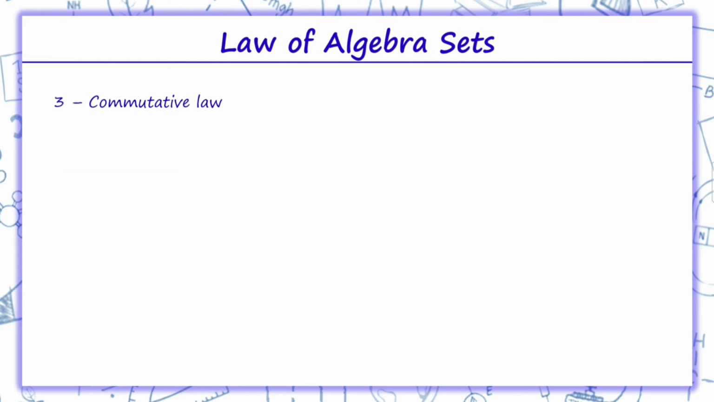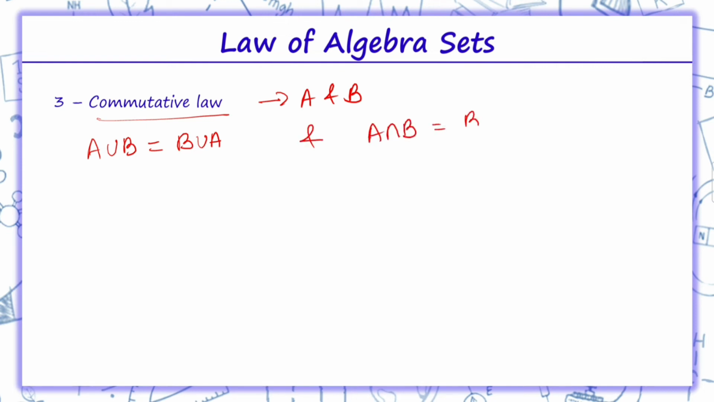The next law is the commutative law. The commutative law says for any sets A and B, we can write A union B equals B union A, and A intersection B can be written as B intersection A. Thus, we say union and intersection both are commutative.